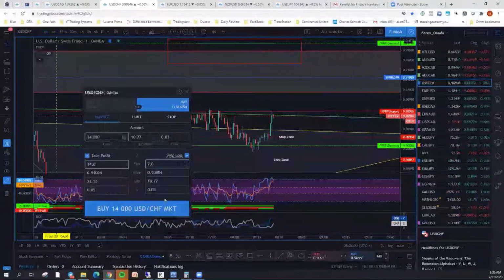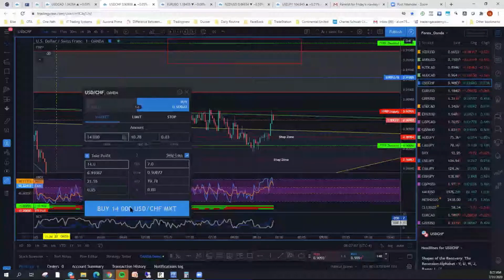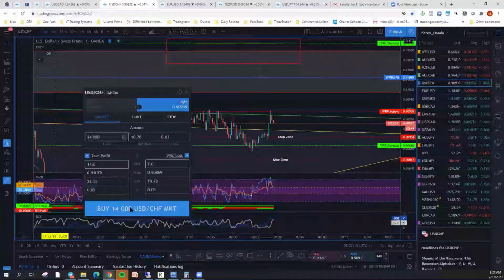$7 pip stop, 14 pip target, buy, and as soon as this candle closes, then you get a blue candle. I'm going to take this trade. I don't like entering on a red candle when I'm going long. I usually like to wait for it to turn blue. I like this better.